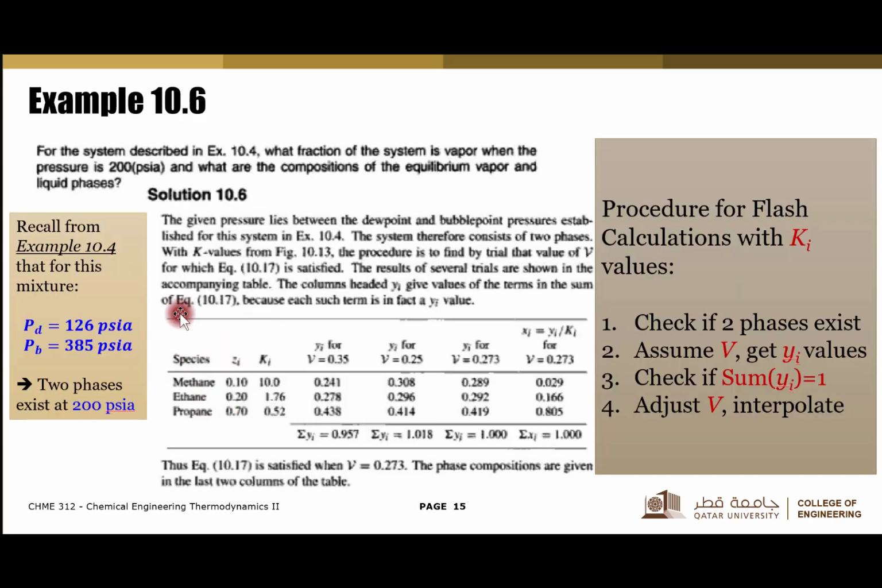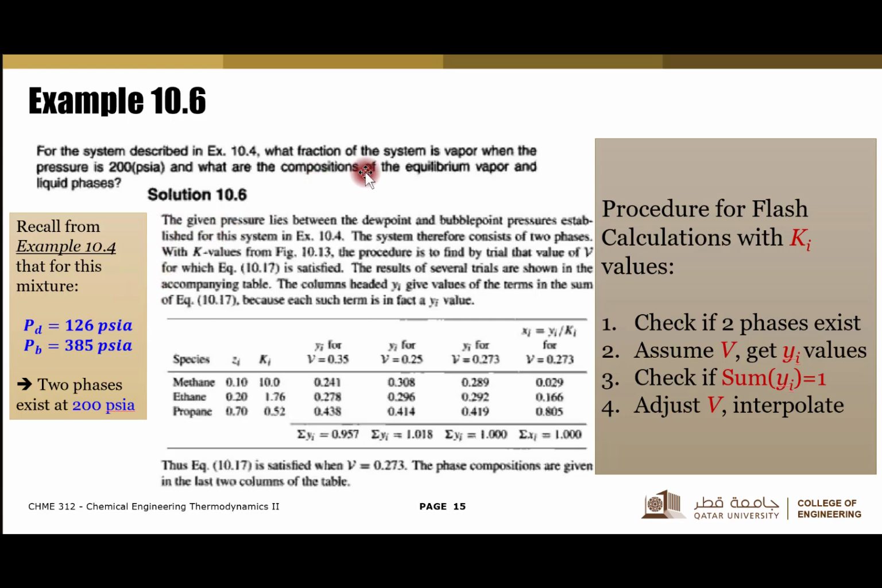Question 10.6. So here it's asking, for the system described in example 10.4, what fraction of the system is vapor when the pressure is 200 psi? And what are the compositions of the equilibrium vapor and liquid phases? So if we go back to example 10.4, we find that the dew pressure and the bubble pressure are 126 and 385. The pressure here, 200, is between those two values. So that means I have a liquid-vapor mixture.